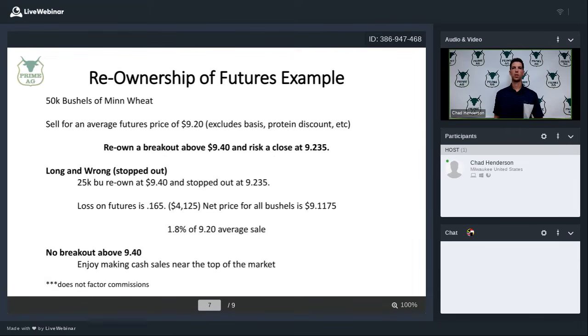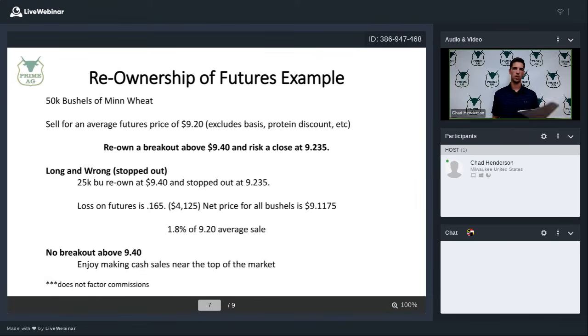Let's say you buy that breakout above 9.40 and it turns out to be a false breakout and the market comes down. Again, you had that stop loss in place. We decided to risk that 16.5 cents, which comes out to about $4,125. That's going to bring your net price down on all your bushels to 9.11 3/4.